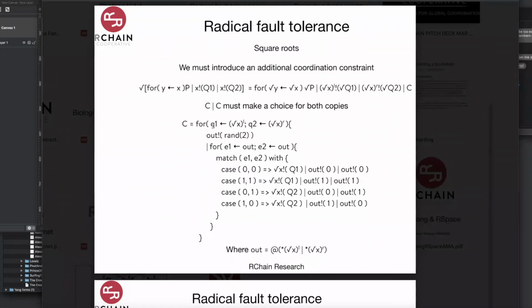Here Q1 listens on the left side of the namespace, and Q2 is going to receive the data from the right side of the namespace, and then out is going to flip a coin. So we're either going to get 0 or 1, and remember that there are going to be 2 copies of this out because we have C par C. So we're going to run this whole thing in par with itself.